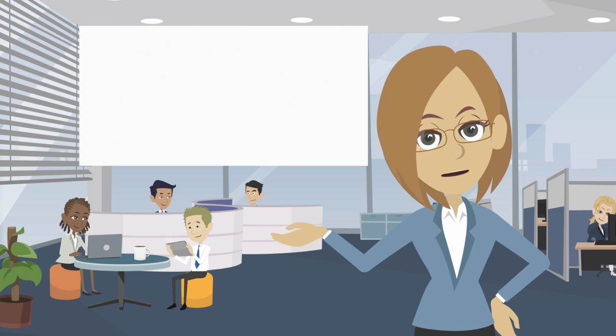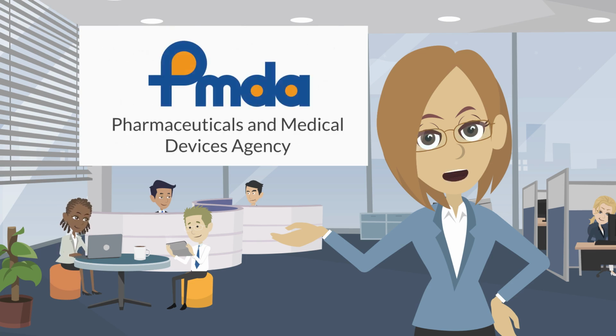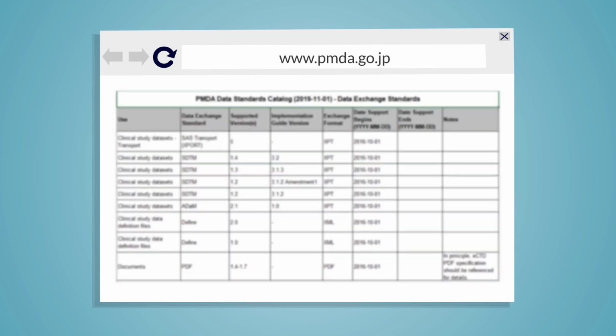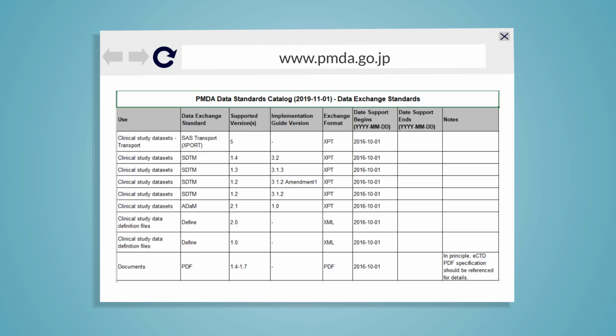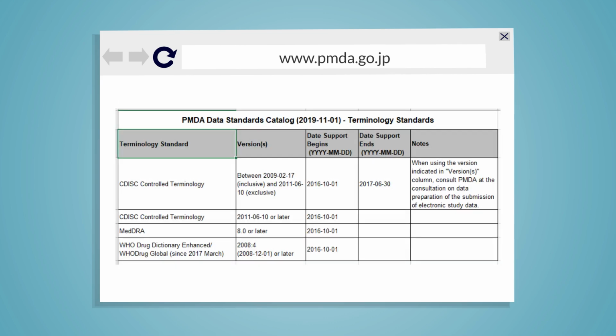Like the FDA, the PMDA, or Pharmaceuticals and Medical Devices Agency, in Japan, mandates the use of CDISC standards in clinical trials. Visiting the PMDA website, you will find notifications for electronic submission of study data, as well as a technical conformance guide, data standards catalog, and data validation rules, among other resources for submissions to PMDA.